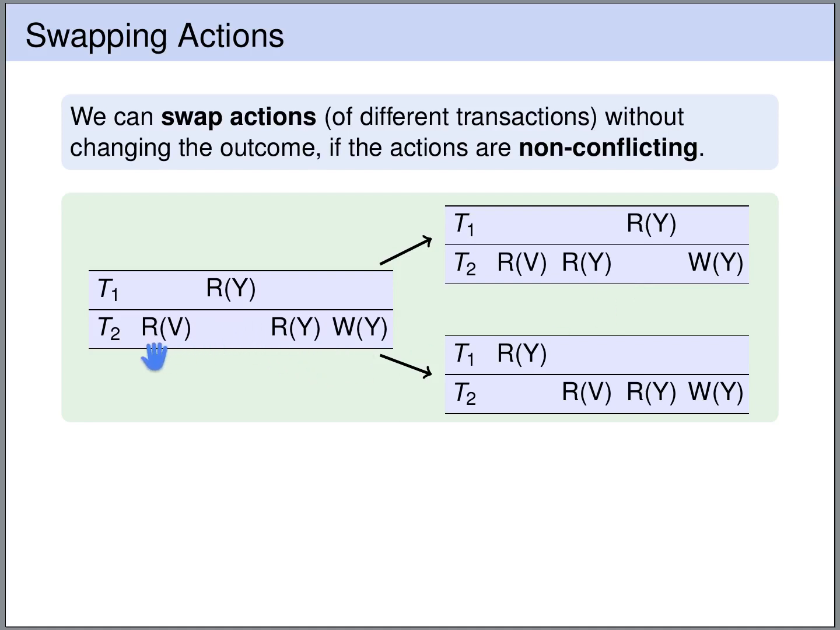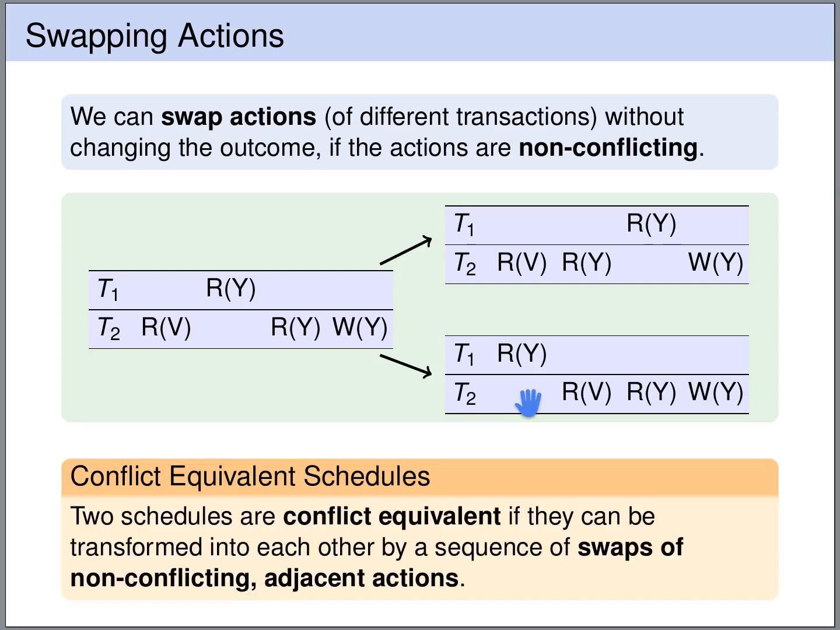Likewise, we have here a read of v and in the other transaction a read of y. These are also non-conflicting, they concern different objects and both of them are reads. We can also swap these two, giving rise to this schedule. So also this schedule has the same effect on the database. We say that two schedules are conflict equivalent if they can be transformed into each other by a sequence of swaps, and we are allowed to swap adjacent non-conflicting actions of different transactions.